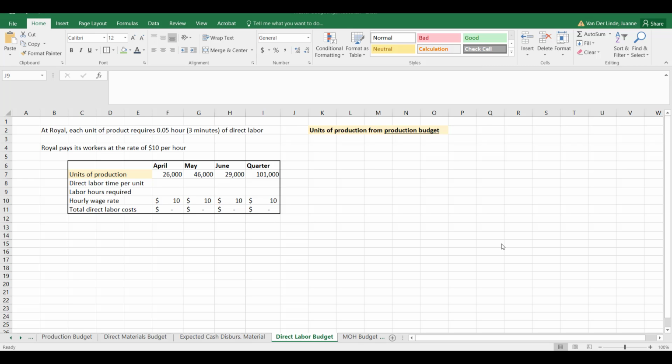Next, we're going to set up a direct labor budget. So it says here that at Royal, each unit of product requires 0.05 hours or 3 minutes of direct labor, and they pay their direct laborers at the rate of $10 per hour. So to know how much labor time is needed overall, we need to know how many units we anticipate we will be producing. And that came from the production budget.